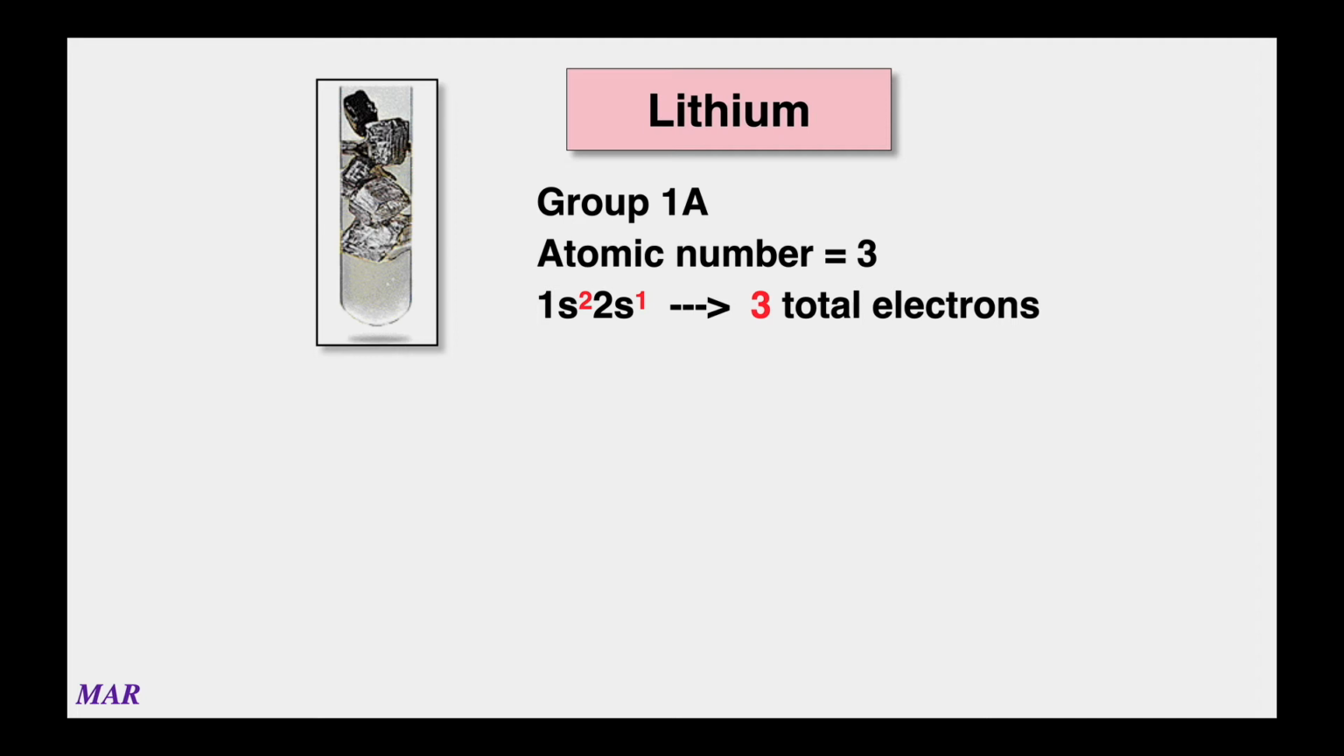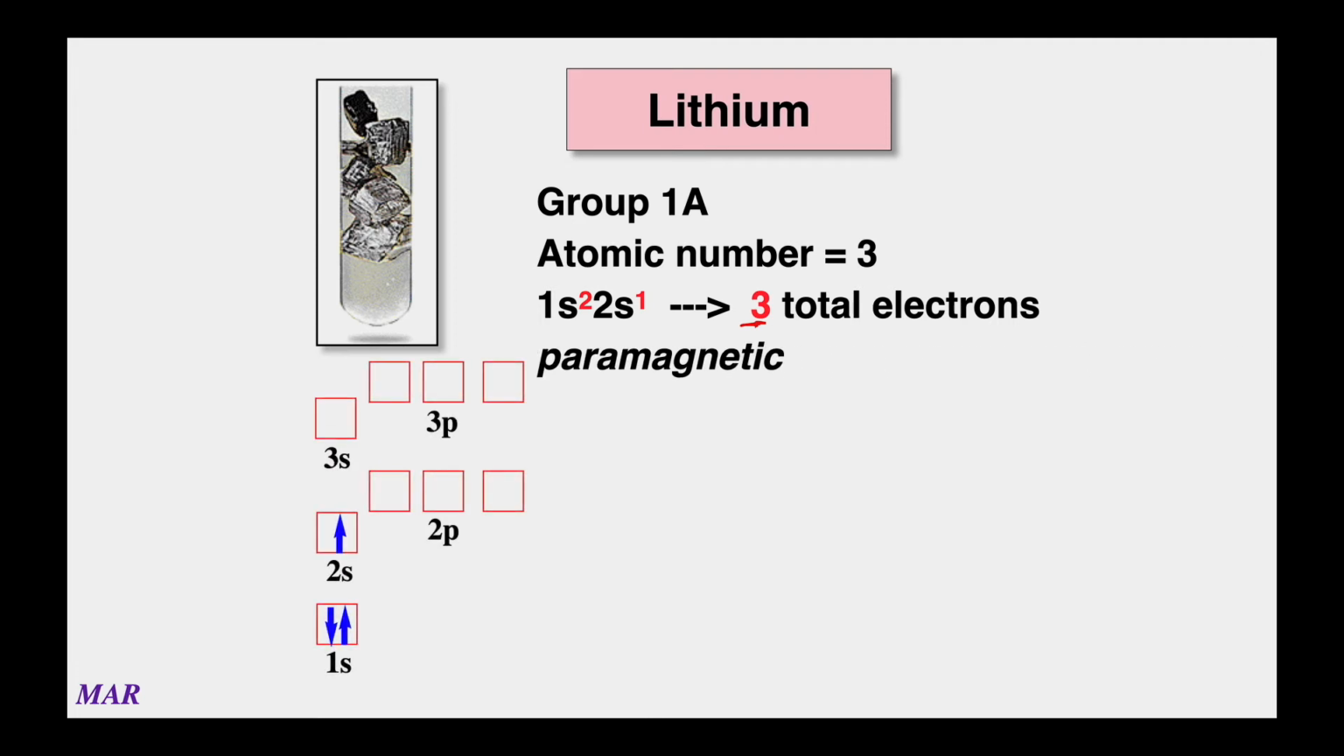And notice that if you take those superscripts and add them together, that should equal the total electrons. So 2 plus 1 equals 3. That's a nice way to check yourself. Now, in terms of orbital box notation, you can write it this way. 1s at the bottom, 2s by itself. There's one orbital for each of the s orbitals, so that's why there's one box.